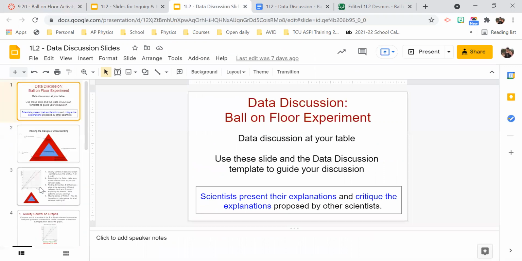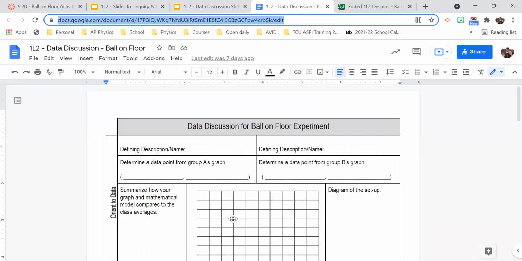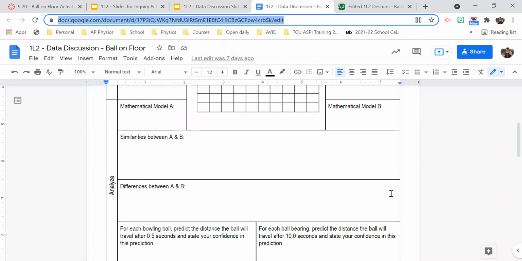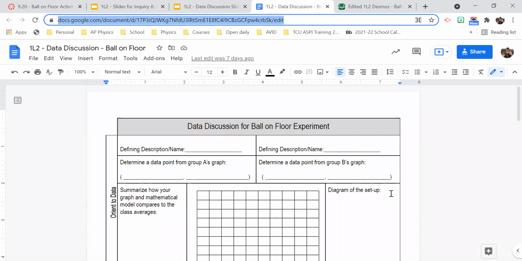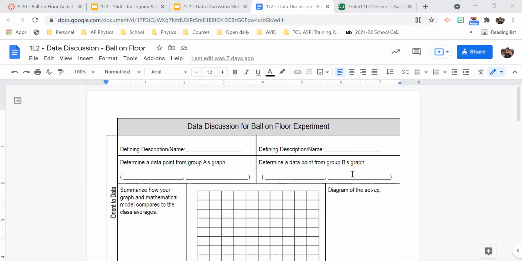Oh, sorry, I thought it was in the big slides. No, little slides. So data discussion. We're going to use these slides as our data discussion guide for this data discussion template that y'all should have grabbed from the sub. So you have this in front of you, and we are going to go through first determining data points from each group. You can use those data points to help you compare the information. You're going to summarize how your mathematical model compares to the class average or to your peers that you're working with. You don't have to run around and get a number from every group member, just from the people that you're working with. A diagram of the setup, literally chair, ramp, ball, floor.